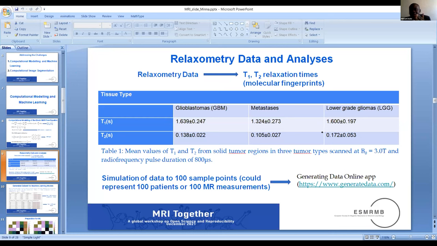We can assume that we want this data point to represent the number of patients that went for MRI scanning, or we want to have a single patient who must have gone through about 100 MR measurements. So whichever case we select, we are assuming that we have 100 sample points. We had an online app used to generate the data. So we randomly distributed the T1 and T2 relaxation times over 100 sample points, assuming that they represent 100 patients that we are trying to monitor.